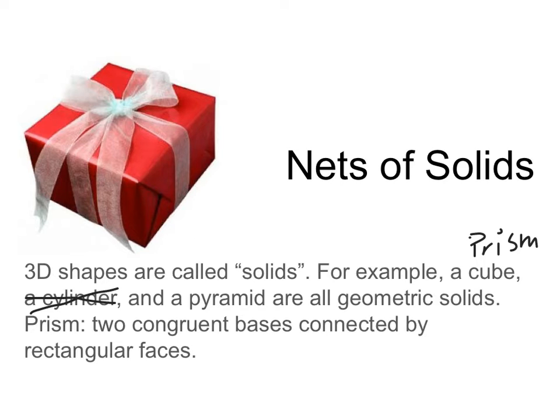And a pyramid would not be, because it has one base and then it goes up to a peak at the top. So that would not have two congruent bases. If it had one base at the top and then one base at the bottom, and then the sides were connected, that would make it a prism.